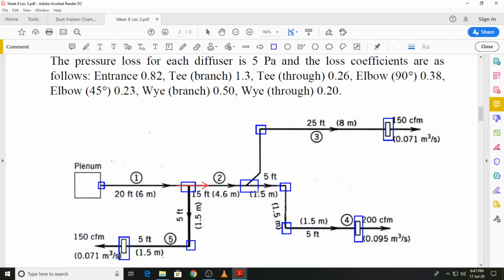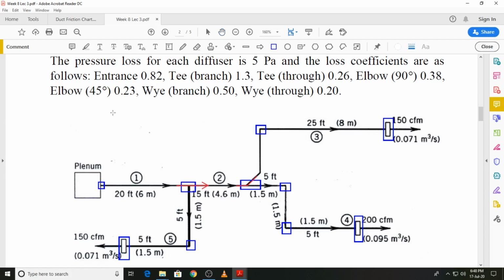If you look at this particular fitting, it has the shape of a Y, and again we will have two possibilities: that the flow goes from the Y and straight through. So if we move from segment 2 to segment 4, that will be Y through. On the other hand, if we move from segment 2 into the branch, that is Y branch.